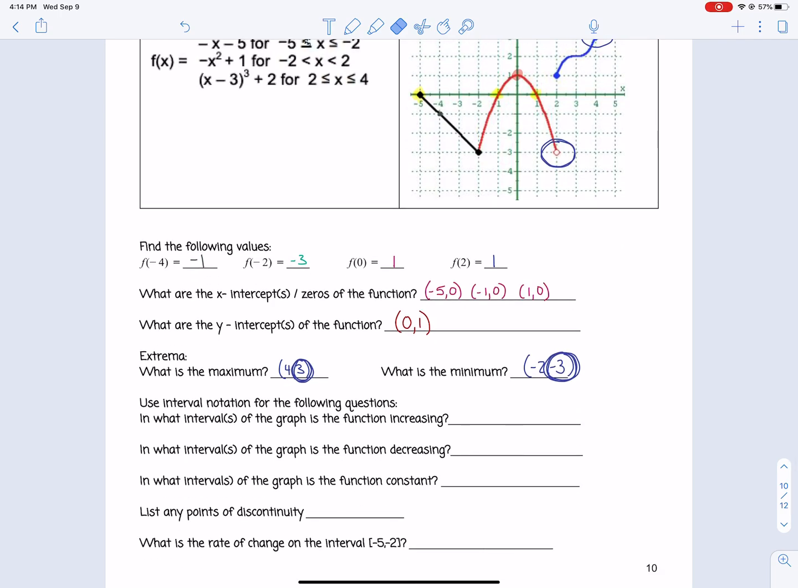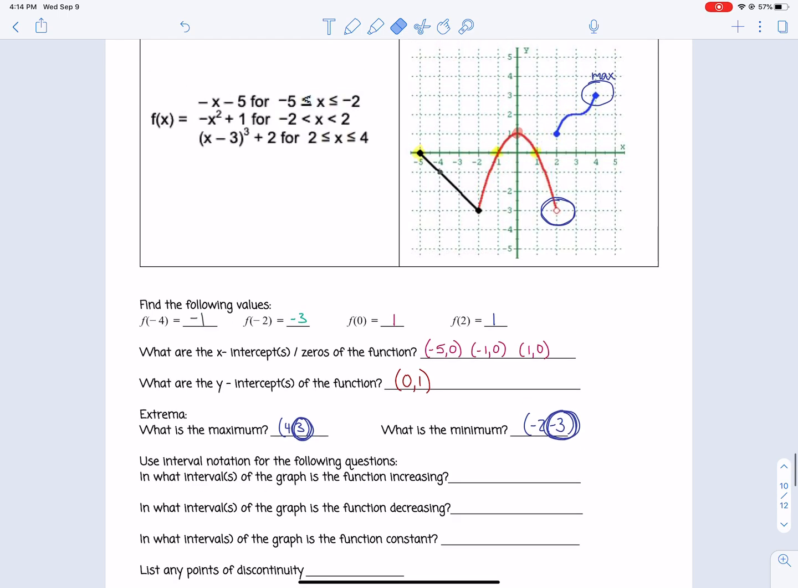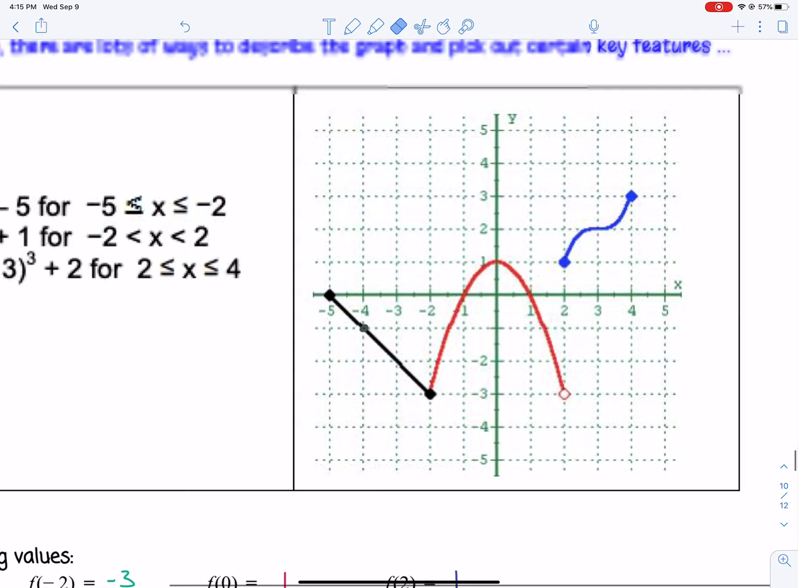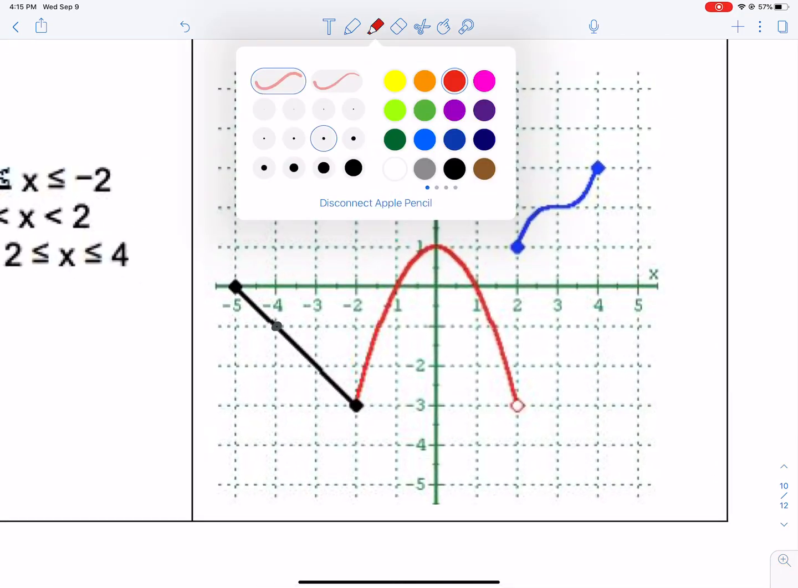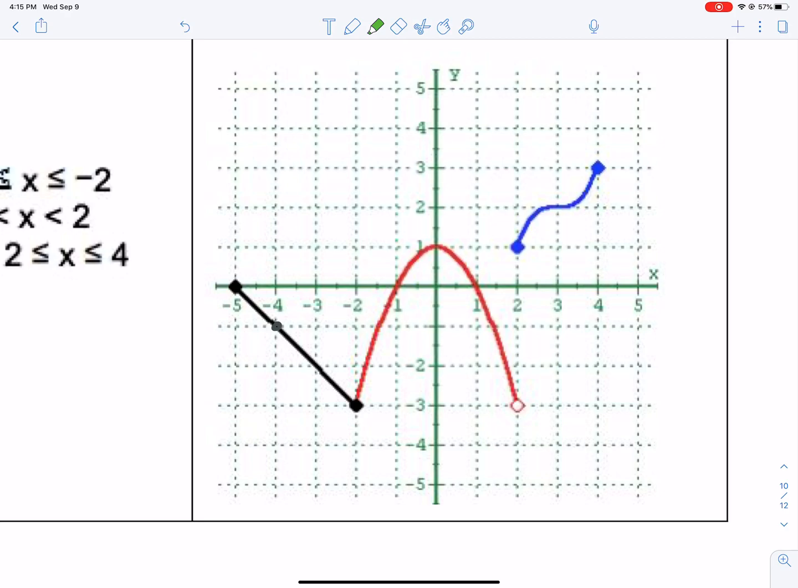Then it says use interval notation for the following questions. In what intervals of the graph is the function increasing, decreasing, and constant? So let's take a look at increasing, decreasing, and constant. I'm going to zoom in for a minute. Let's use our highlighter. From left to right, if we're looking at this graph, the black line is going down from left to right. So that one is decreasing. Let's write it's decreasing right there.